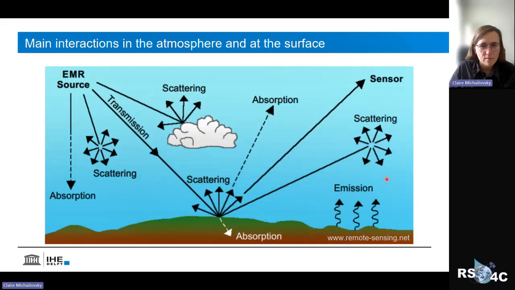So I can see I'm going a bit slower than I wanted to, so I'm going to be a bit quick on this, but it's just to show again, of course, we have our source of radiation, which can be the sun or a satellite, and then we have our sensor. What we're interested in is basically what comes directly either from here or from here. But we can see that our sensor is also going to be capturing what's intercepted by the clouds, what's scattered by the atmosphere, and so on. So that's just to highlight some of the difficulties that can occur when we're working with remote sensing.